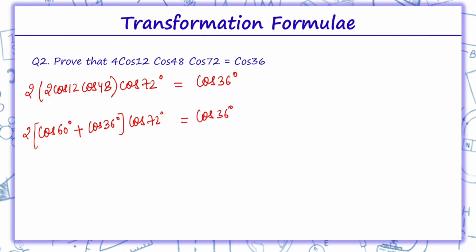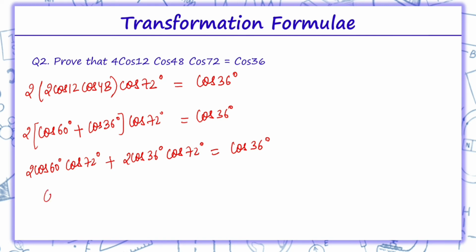So we know the value of cos 60 degree. So here we will get 2 cos 60 degree into cos 72 degree plus 2 cos 36 degree into cos 72 degree. So cos 60 will be written as 1 by 2, and the 2 will be cancelled. So we are left with cos 72 degree.